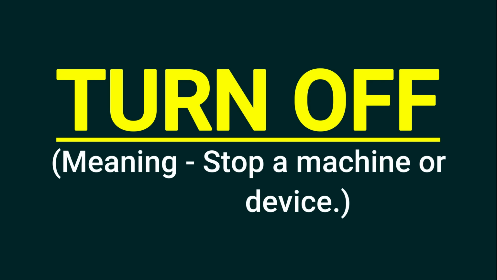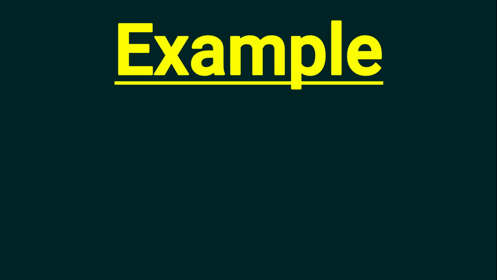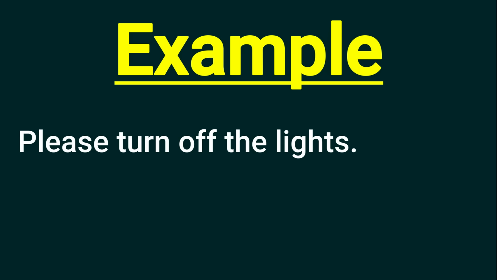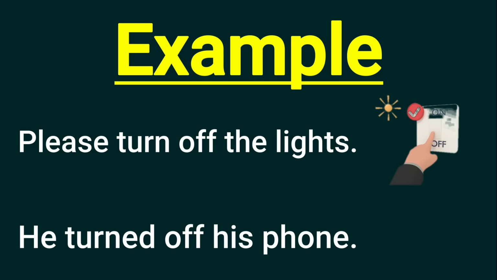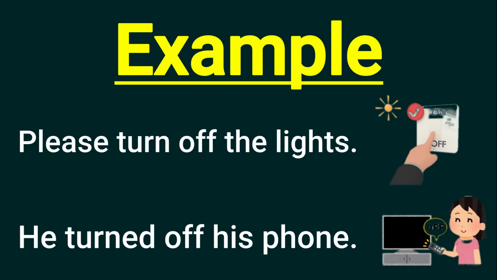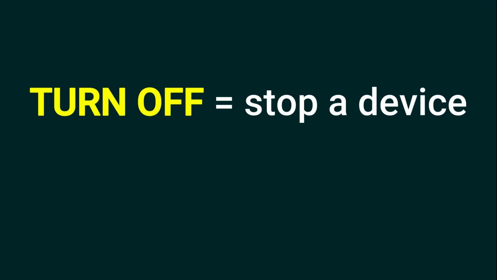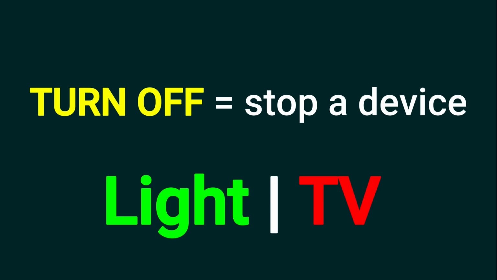Number 2, turn off. Turn off means stop a machine or device. Let's understand by examples. Please turn off the lights. Second sentence is he turned off his phone. So again, in both the sentences, lights and phone are devices. So, turn off means stop a device. It may be light, TV.